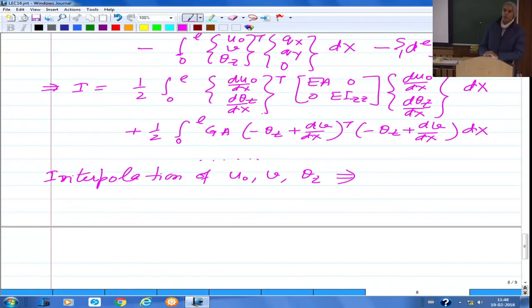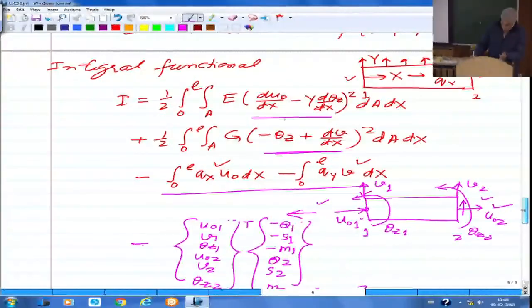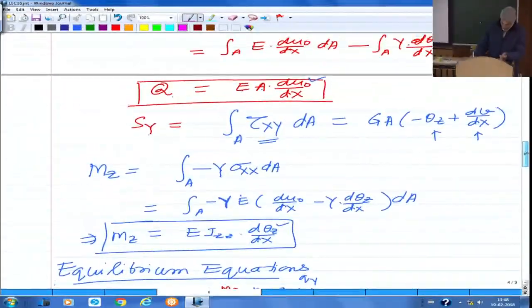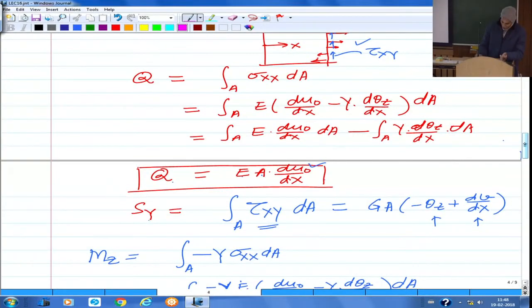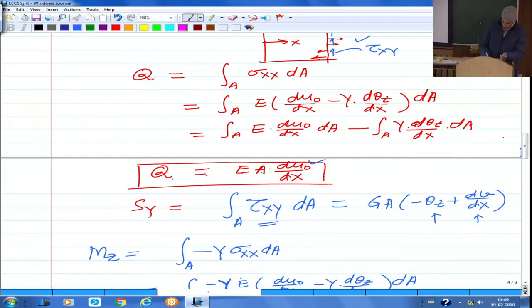Now these are the primary variables. See, in Euler-Bernoulli beam theory, dv by dx was also a primary variable, but here dv by dx is not a primary variable. So from the physics point of view, when we looked at these forces, as far as the derivative of u naught is concerned, it is used to define the axial force.